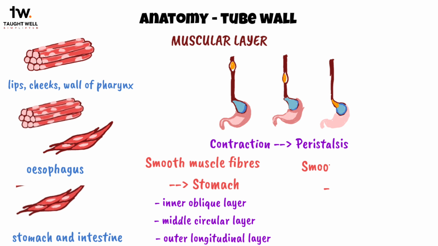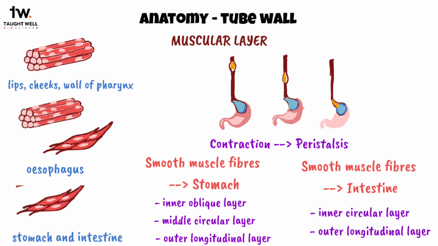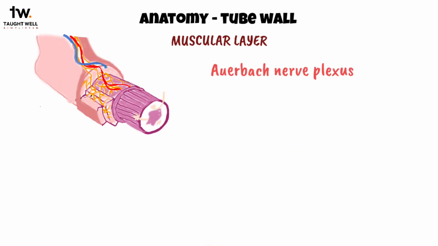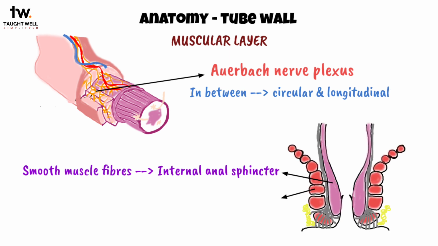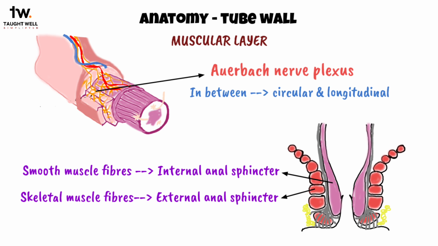Also, the smooth muscle fibers in the intestine are arranged in 2 layers, the inner circular layer and the outer longitudinal layer. Another point to note is that the Auerbach nerve plexus is present in between the circular and longitudinal muscle fibers. The smooth muscle fibers present in the inner circular layer of anal canal make the internal anal sphincter. The external anal sphincter is formed by skeletal muscle fibers.